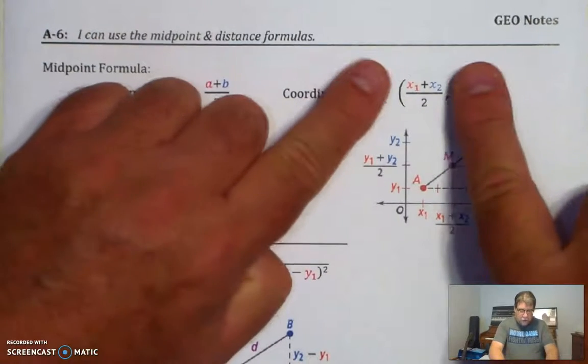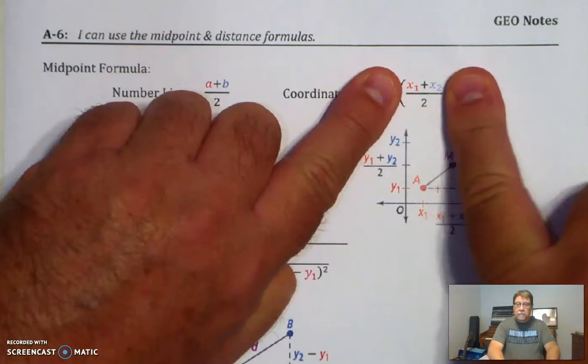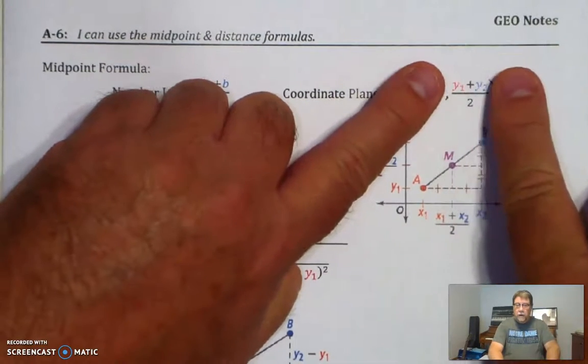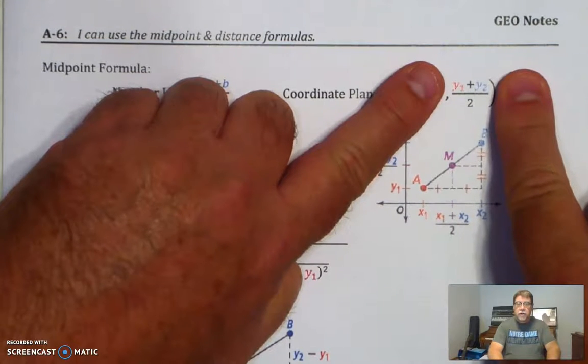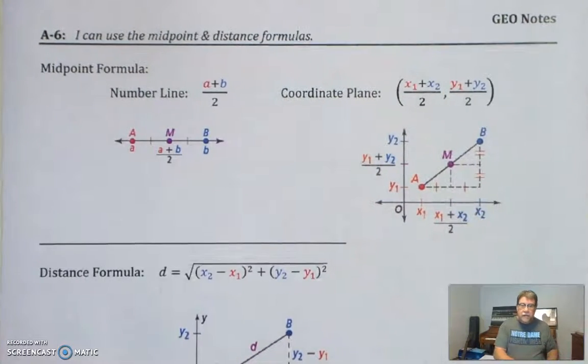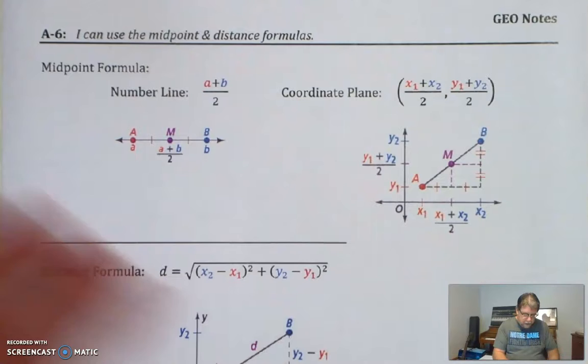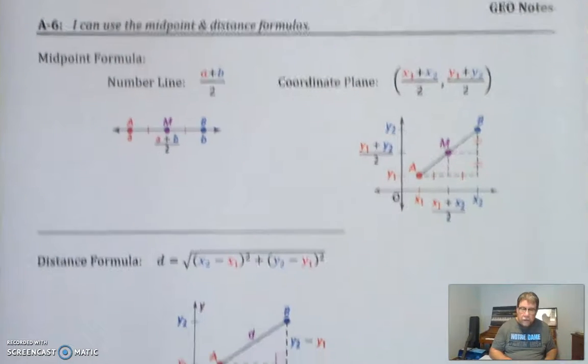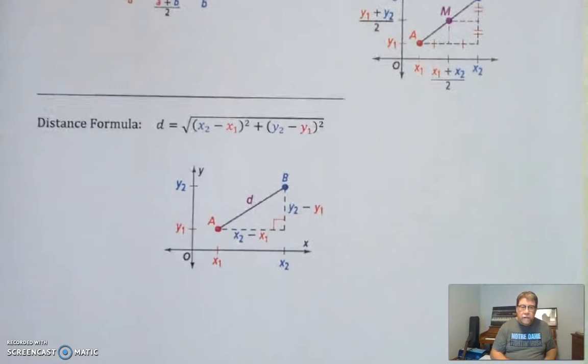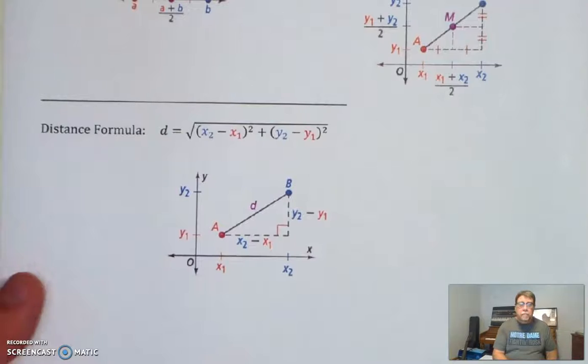So to find the x coordinate of the midpoint, you average the x values. To find the y coordinate of the midpoint, you average the y values. And so that's what we will do in this particular case in a couple of examples, which will be coming up later. Then the distance formula is an extension of the Pythagorean theorem.